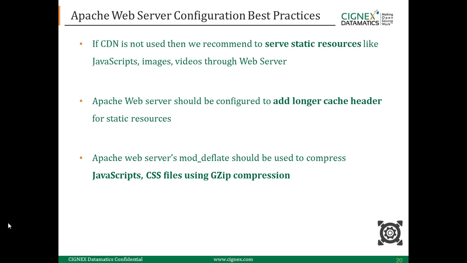Apache's mod_deflate should be used to compress JavaScript and CSS files using gzip compression. If you gzip your JavaScript and CSS files, they will get smaller in size and the time required to load these resources into your browser will be less. So it will result in faster loading of your JS and CSS files.